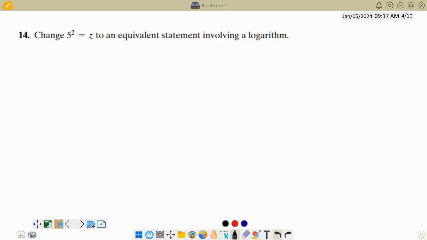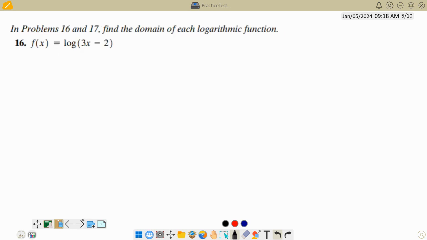Number 14, change the exponential function into an equivalent log function. So let's see, the base is 5. So I go log base 5. The exponent is a 2, so that's going to go on the other side of the equation because this is where the exponent goes. And the number we get, I know it's a variable, but that goes right here because what do you have to raise 5 to? Well, we're raising it to the second power to get z, right? That's number 14.